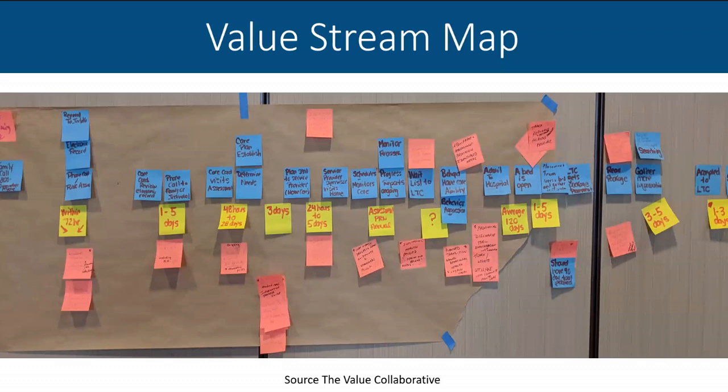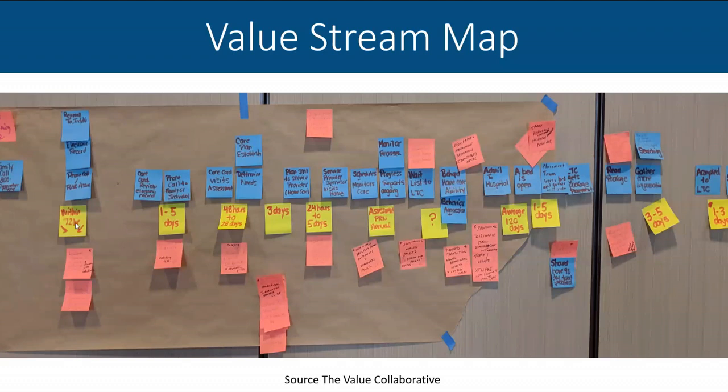So this is an actual value stream map from a long-term care home on how residents are placed into a long-term care home. The blue represents all of the steps that a resident would have to go through. And this was actually a very large value stream map. It actually wrapped around the room. But visually, you can start to see all of the steps someone has to go through.